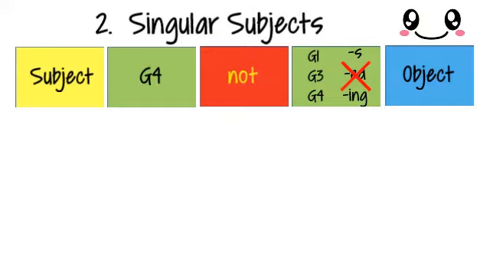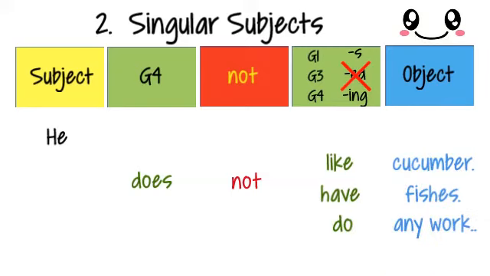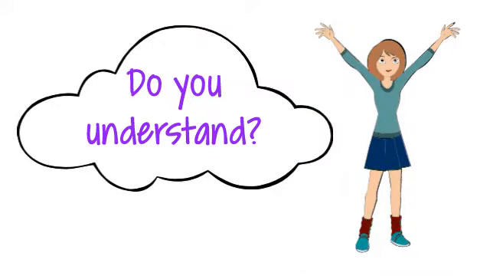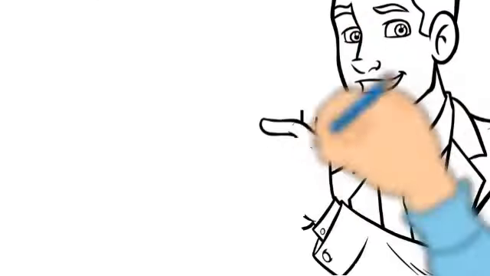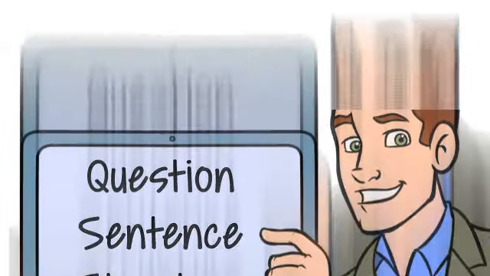As for singular subjects, it will be he does not like cucumber, he does not have fishes, he does not do any work. It is the same for she, it, Ali, the cat. So, do you understand? On to the next segment.